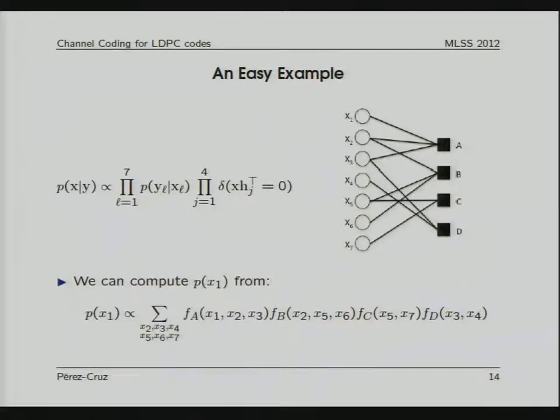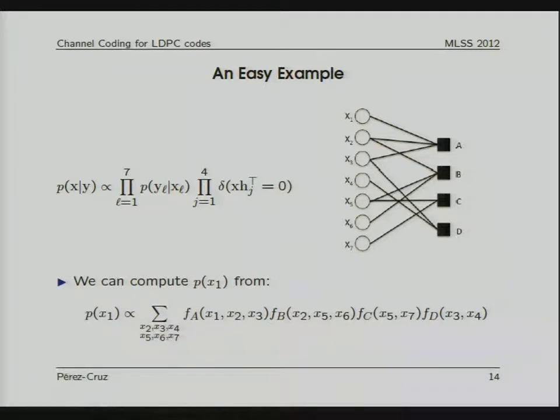Okay, so I draw a graph. Okay, I draw a graph where we have 7 variables and 4 factors. And if we want to compute the solution, we will have to do the sum for x2 all the way to x3. I'm going to compute p of x1 for all those factors.